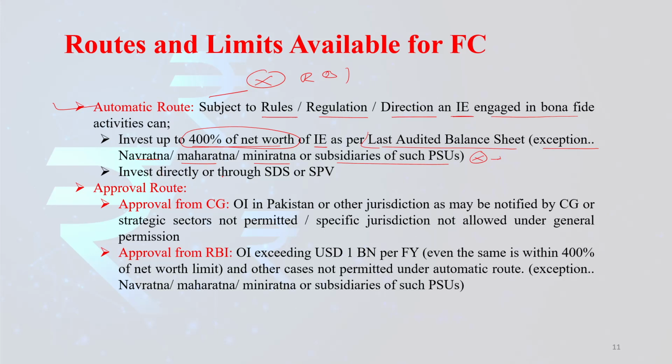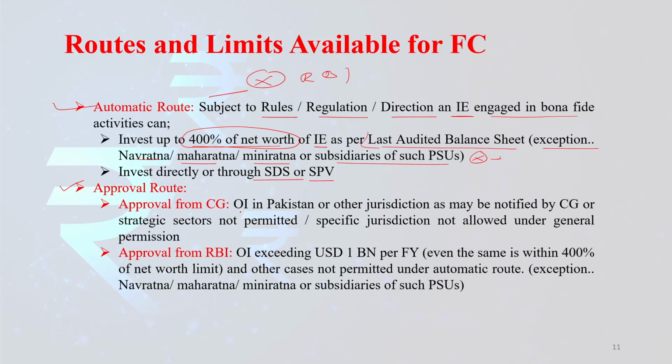Invest directly or through a step down subsidiary or SPV. So the 400% is of net worth, and the investment can be made directly or through an SDS or special purpose vehicle. And then in case of the approval route, there are two approvals: first is from the central government and second is from RBI.